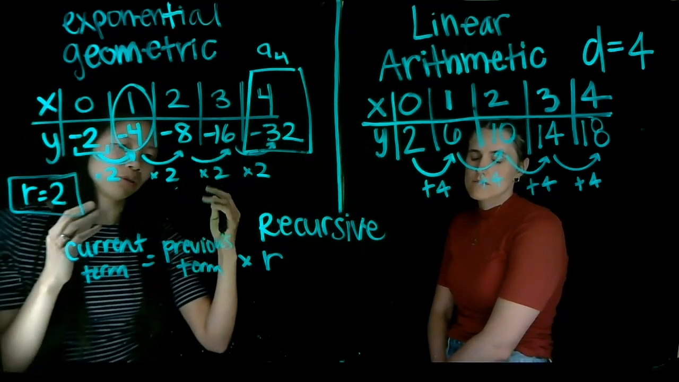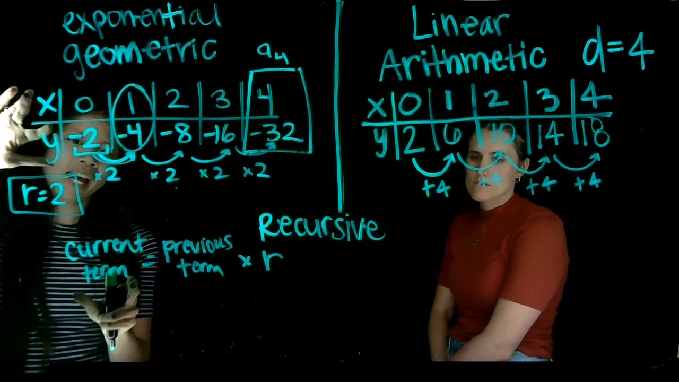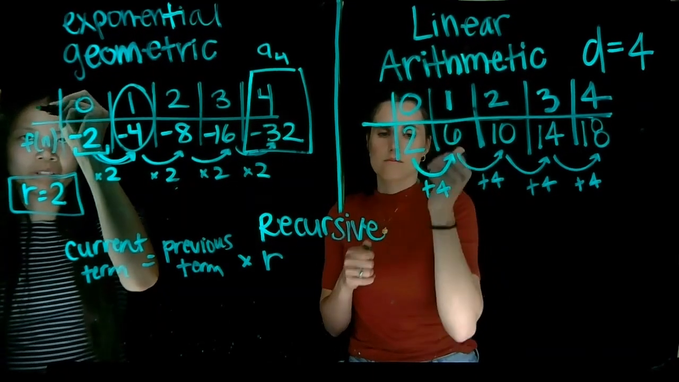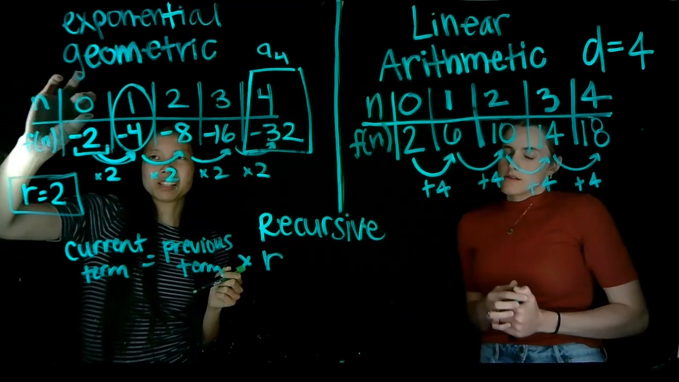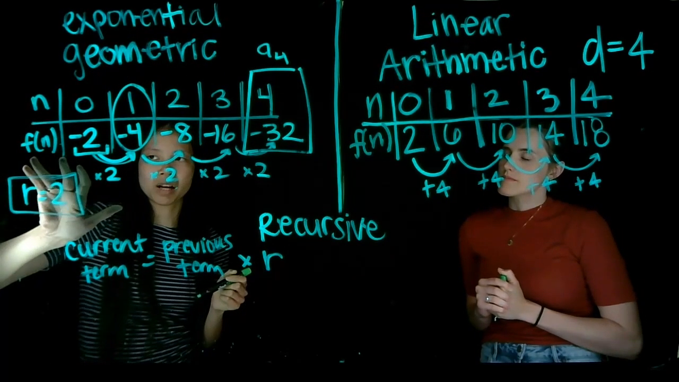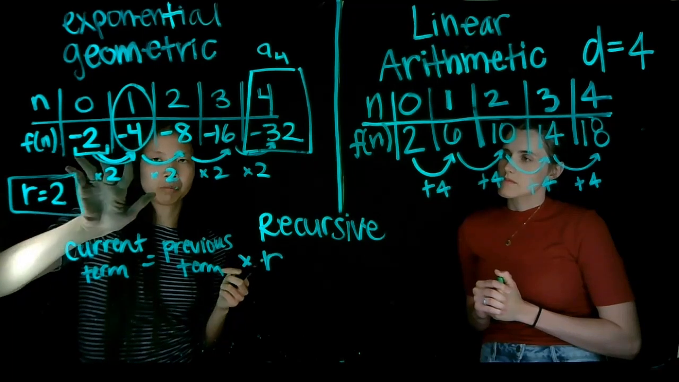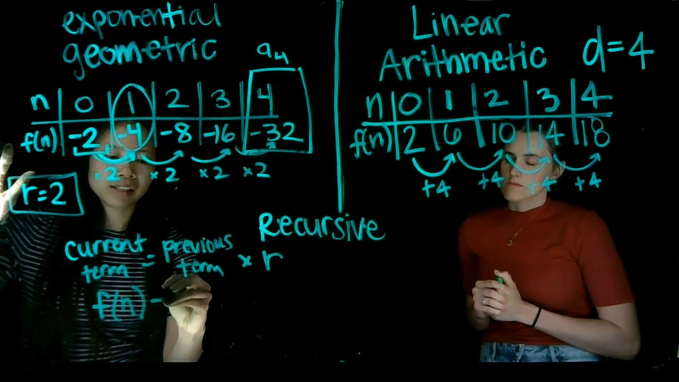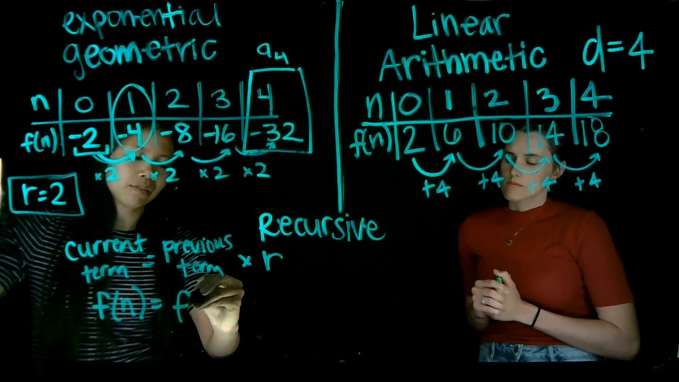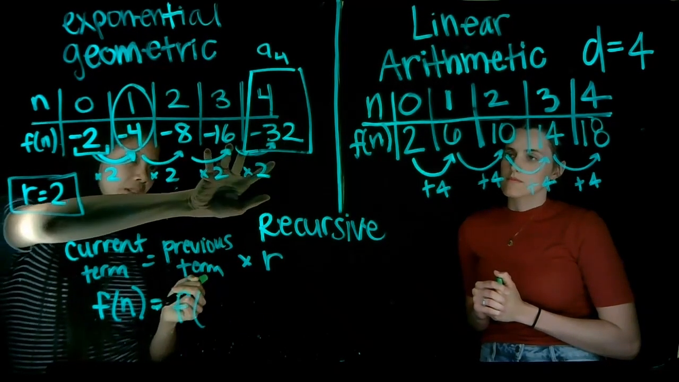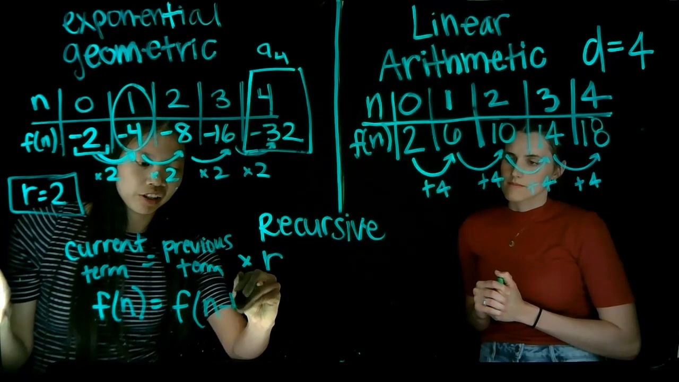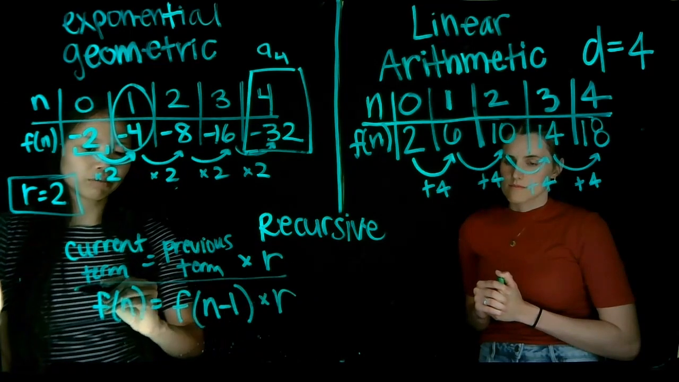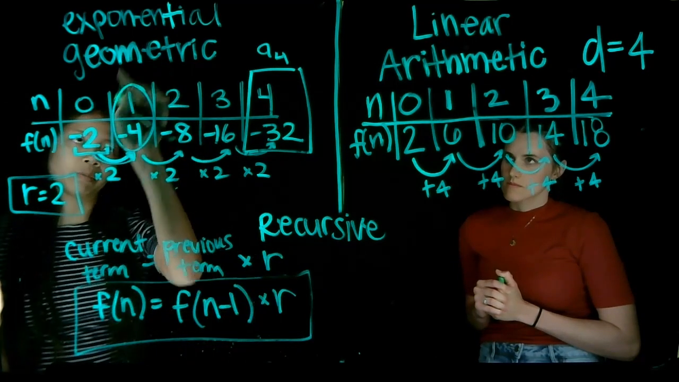We're going to turn this into algebraic terms. So my current term, instead of x and y, we're going to swap this out for f of n and n. This is more of what you'll see in calculus. So n is my nth term, and this is my function of n. This is my actual list of numbers for my sequence. So my current term is just my f of n, and that is equal to my previous term, which is f of n, but the one before, so it's n minus 1. That's how we write the previous term, times r, because that was my common ratio. So this is the basic format for writing a recursive equation for an exponential function.